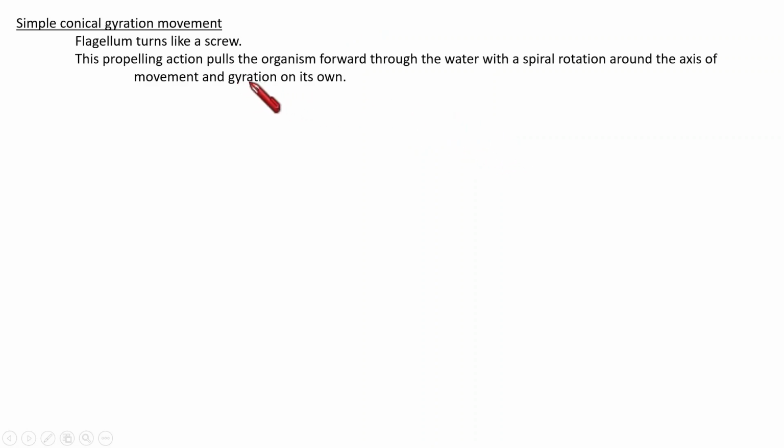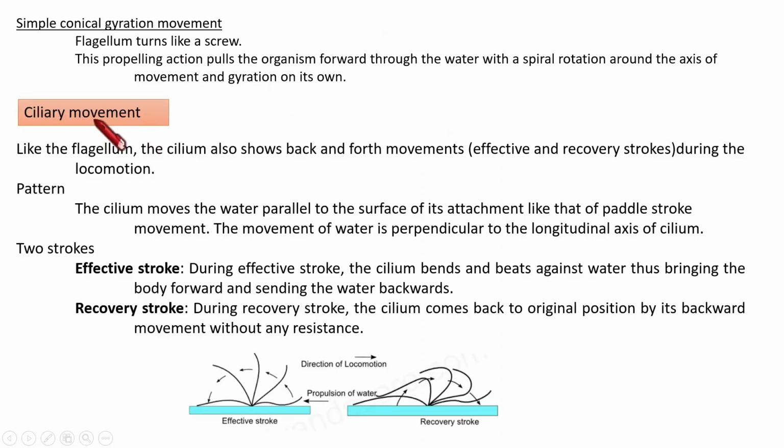That is a gyration. Next, we are going to see the ciliary movement. Like the flagellum, cilium also shows back and forth movement. That means effective and recovery strokes. Then what is the pattern? Pattern is, suppose this is the protozoan, and the movement of water is parallel to the point of attachment of the cilia. This is the point of attachment.